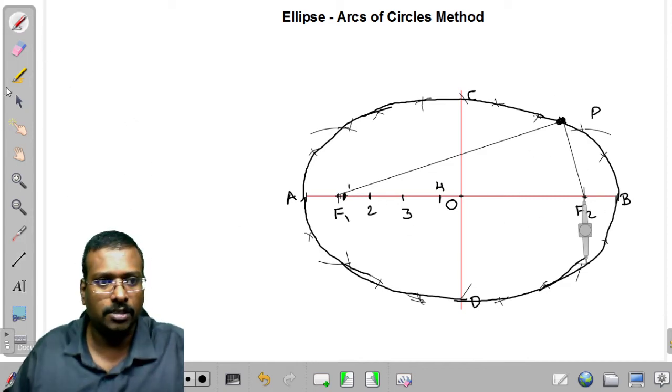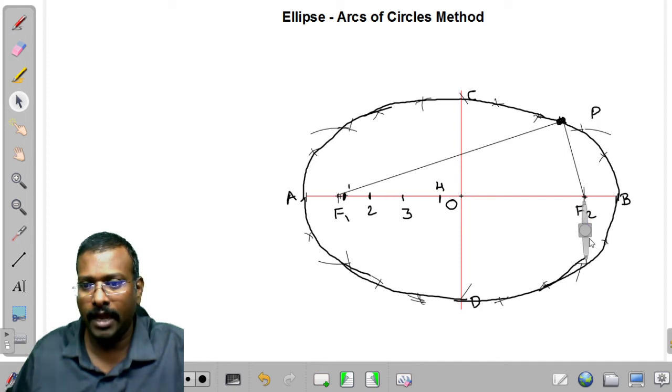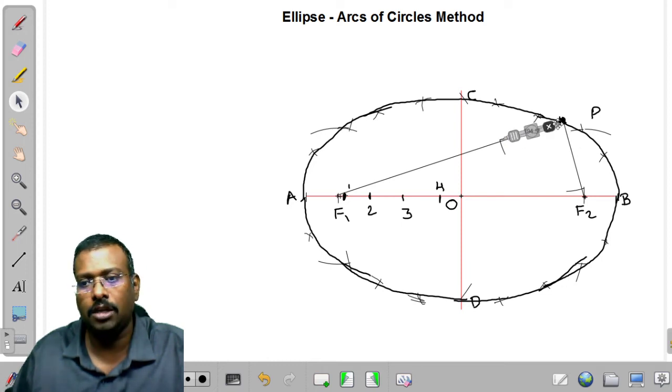So how to bisect the angle? What is the procedure to be adopted? Take P as center, any length as radius, draw the arc on the first line. With the same radius, draw the arc on the second line, that is the PF1 line, cutting the arc, and on the PF2 line. Next, wherever it intersects, take that particular point as center and draw the arcs here.